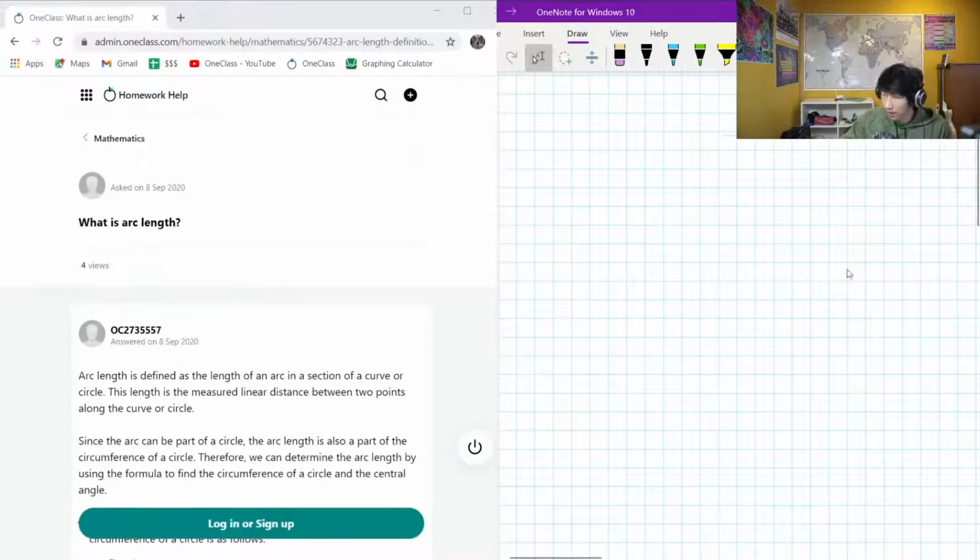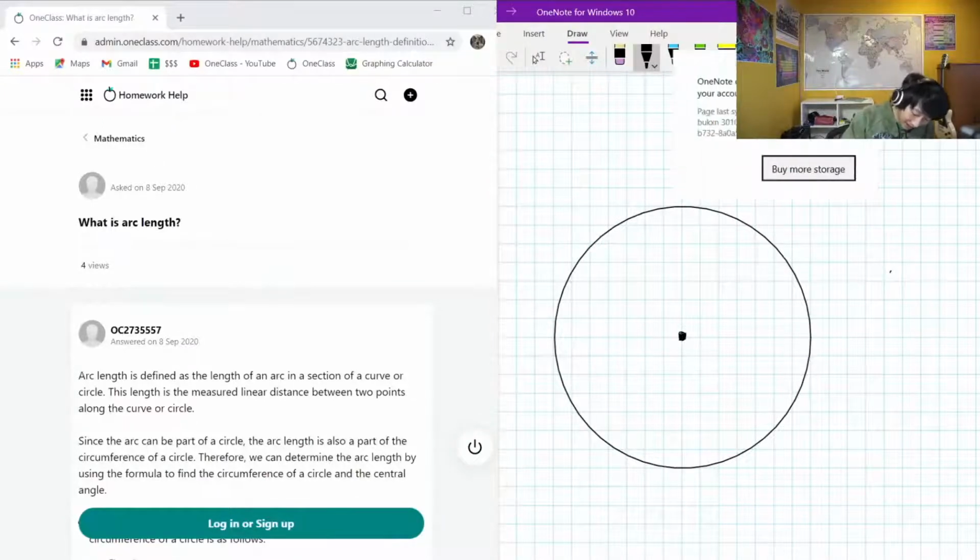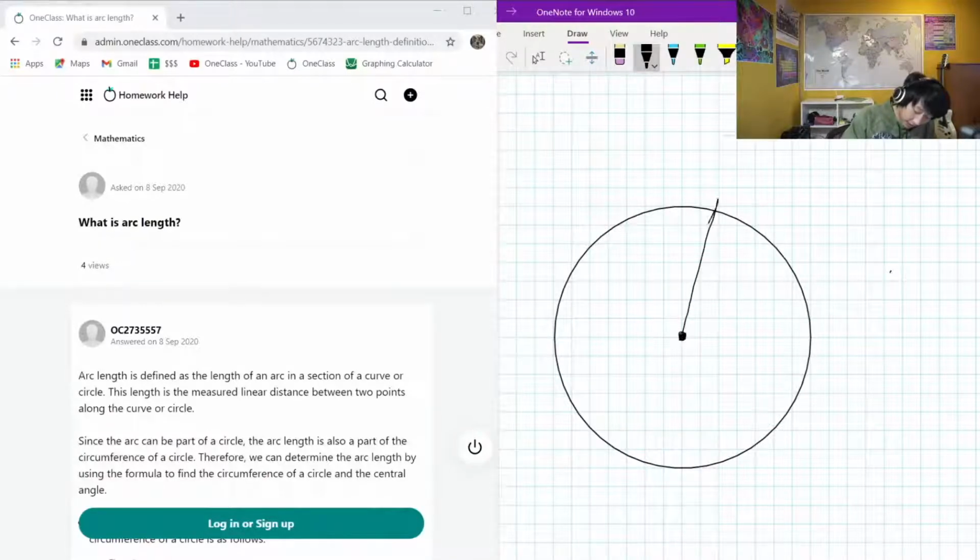Let's see if I can get a circle here. Cool, nice circle. So if this is the center of the circle, the arc length, given certain bounds, is like, well, the length of the arc. I know that kind of sounds ridiculous, but it'd be a lot more clear if I draw this out. So suppose that we have a situation like this.